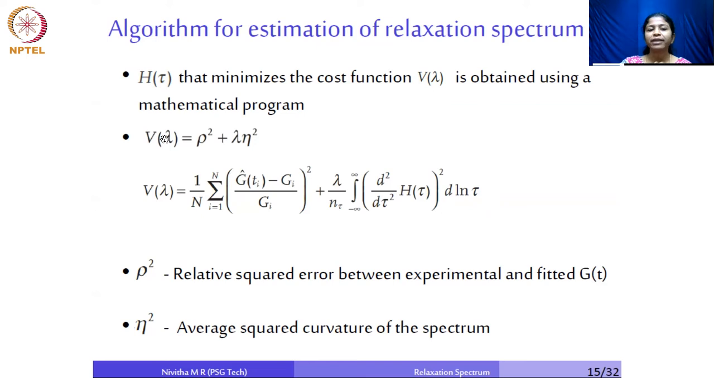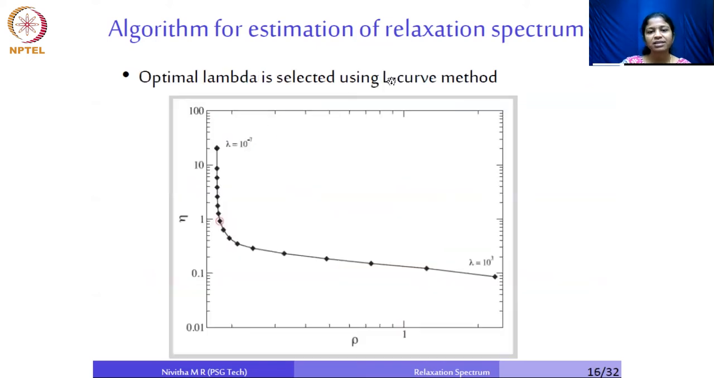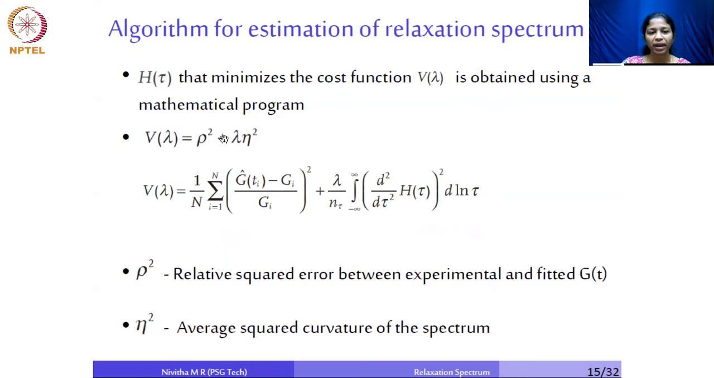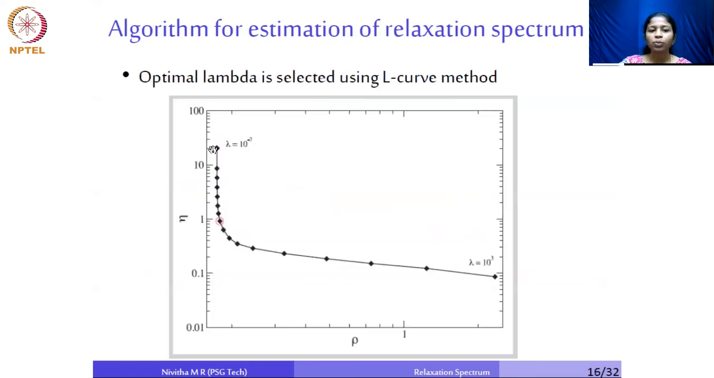Now we have to find an optimal lambda value based on this. That is done using the L-curve method. This is a plot which shows eta on the y-axis and rho on the x-axis, basically these two parameters. Now we have to find a particular lambda for which both these values are minimal.